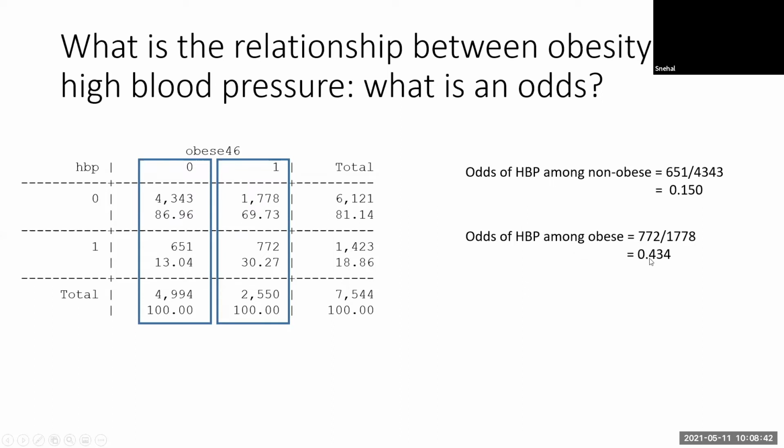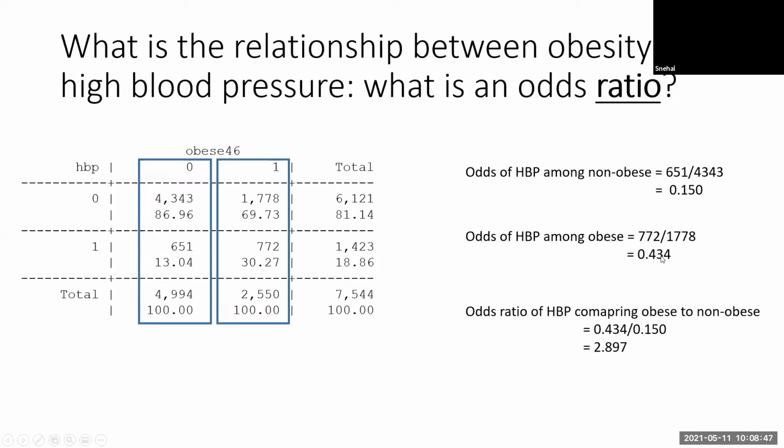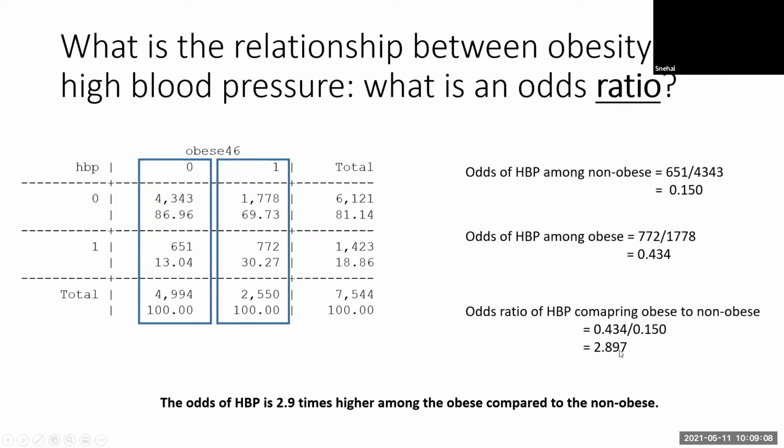And that is 0.43. So then the odds ratio of high blood pressure comparing the obese to the non-obese is simply dividing the odds of high blood pressure among the obese by the odds of high blood pressure among the non-obese. And that works out to about 2.9. So what that means is the odds of high blood pressure is 2.9 times higher among the obese compared to the non-obese. So loosely speaking, your chance of having high blood pressure is much higher if you're obese compared to non-obese. Yes?